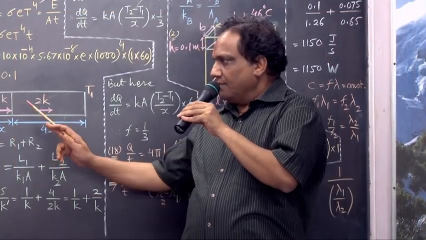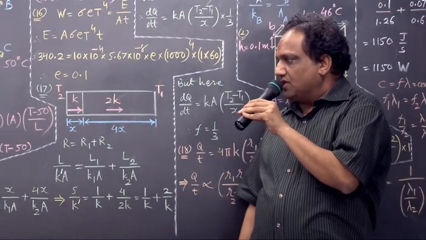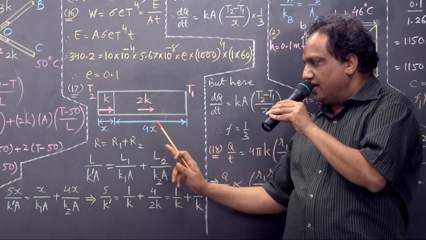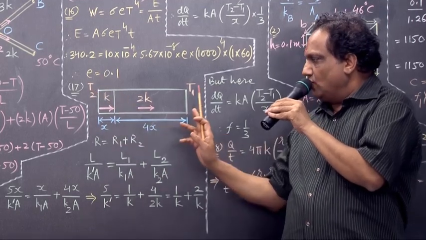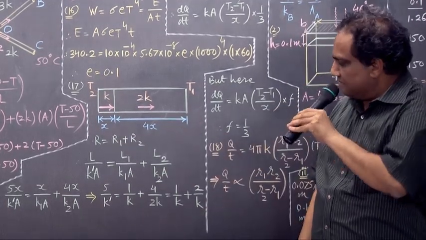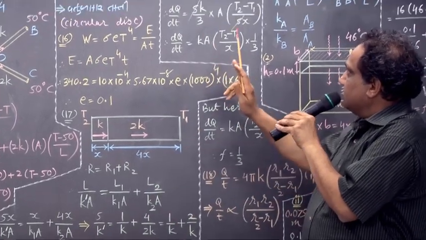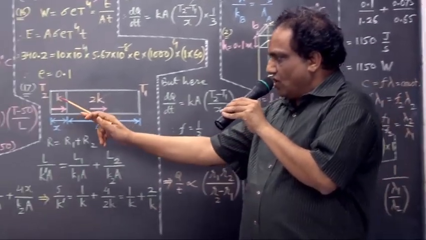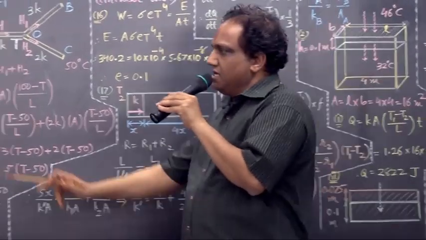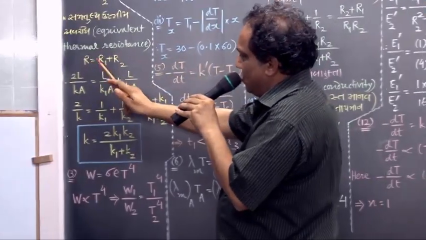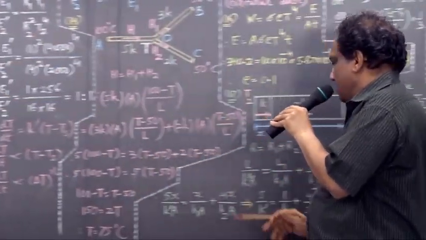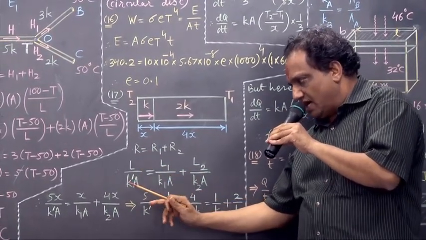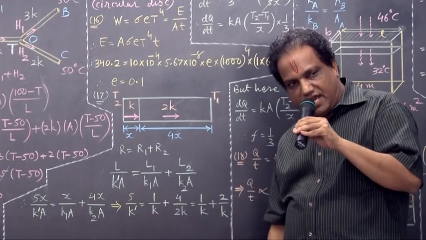Look, we have a compound slab made up of two slabs having thermal conductivities K and 2K, having thicknesses X and 4X respectively. Higher temperature is T2, lower temperature is T1. We are asked to find out in this case the value of small f. Let us find out. Because it is a series connection, I may apply the law of series connection: R equals R1 plus R2. What is the thermal resistance formula? Length upon thermal conductivity into cross-sectional area.